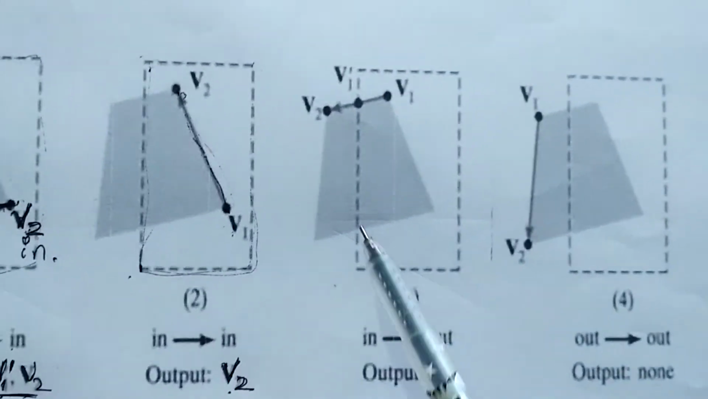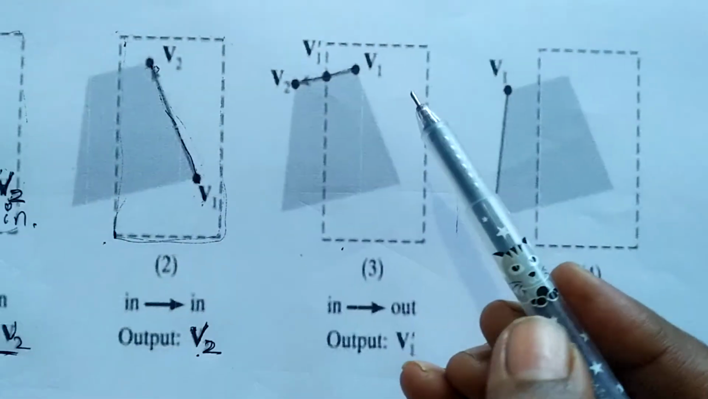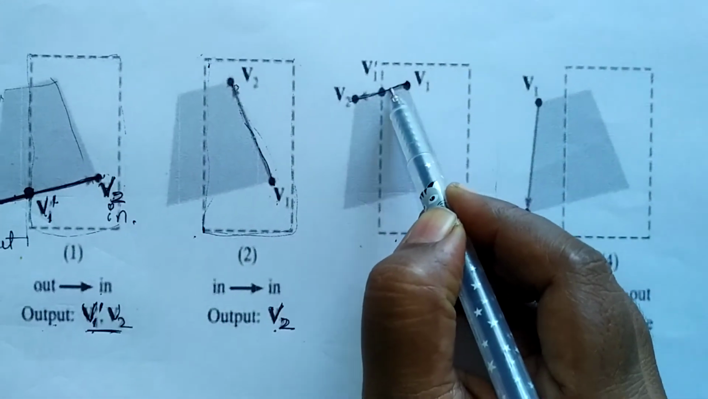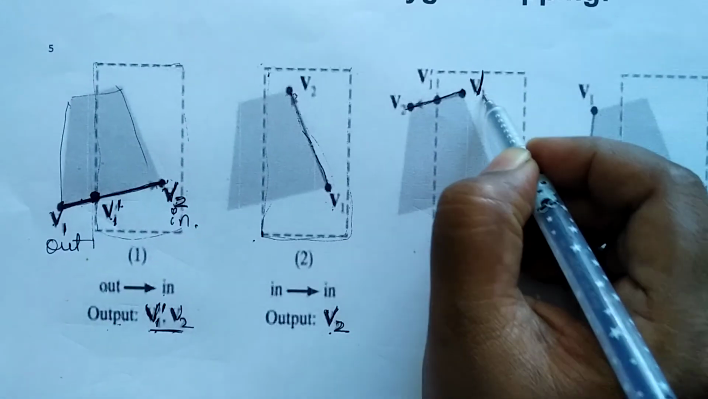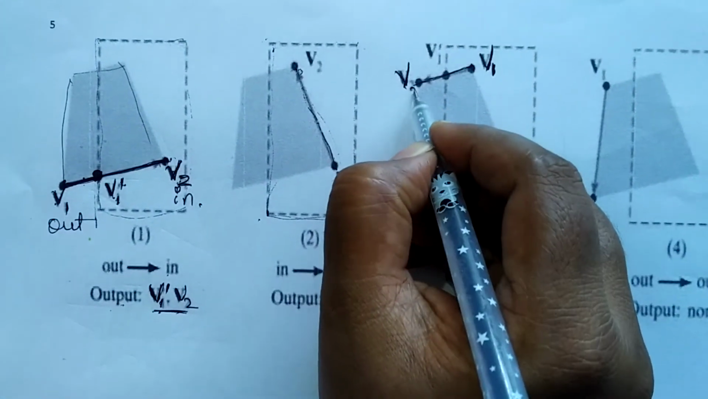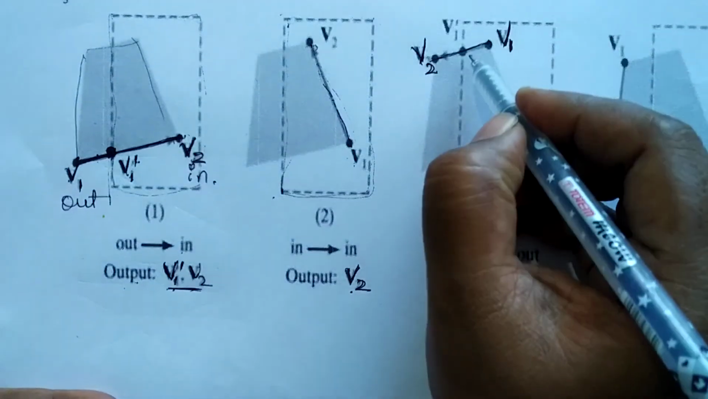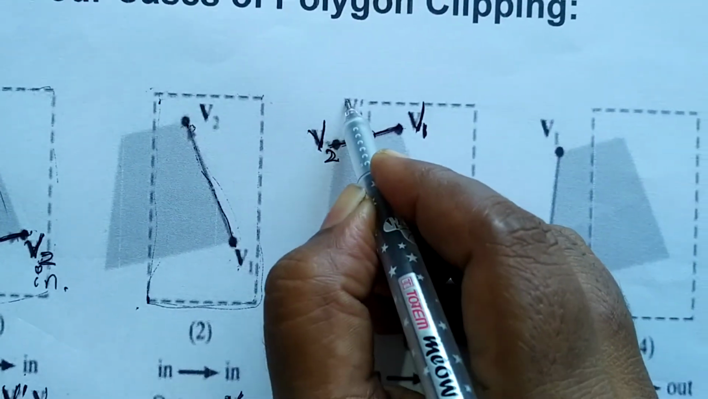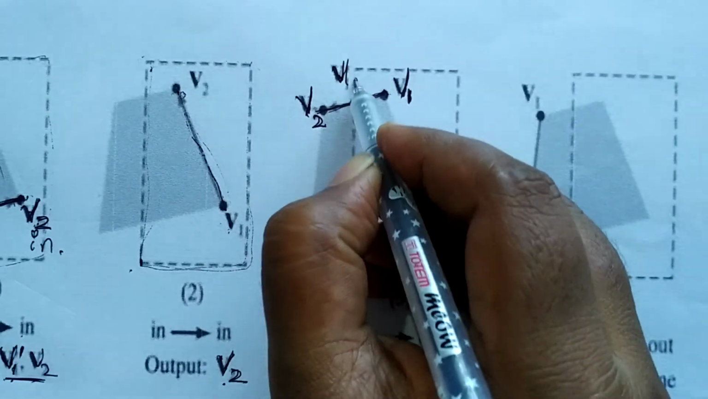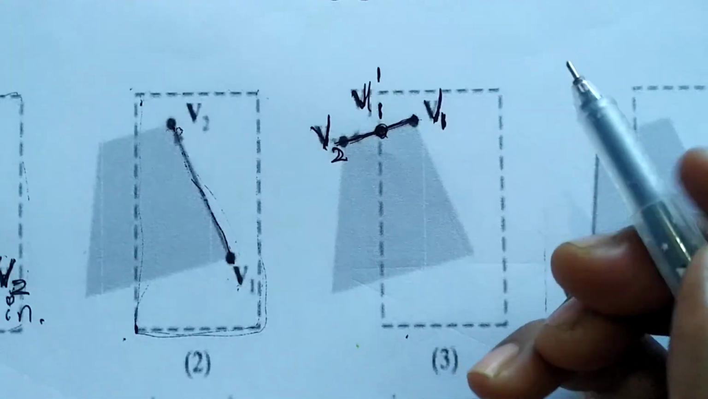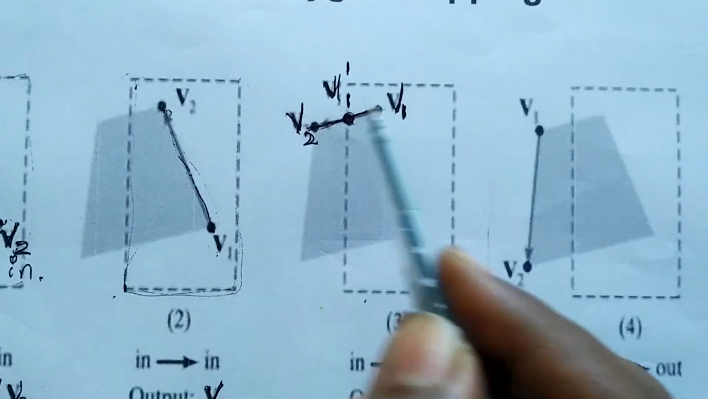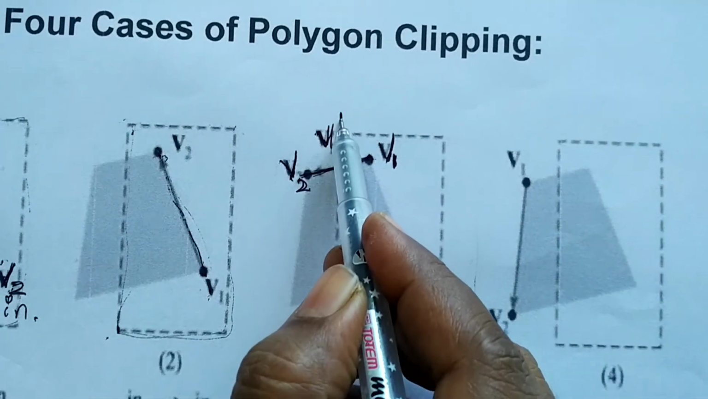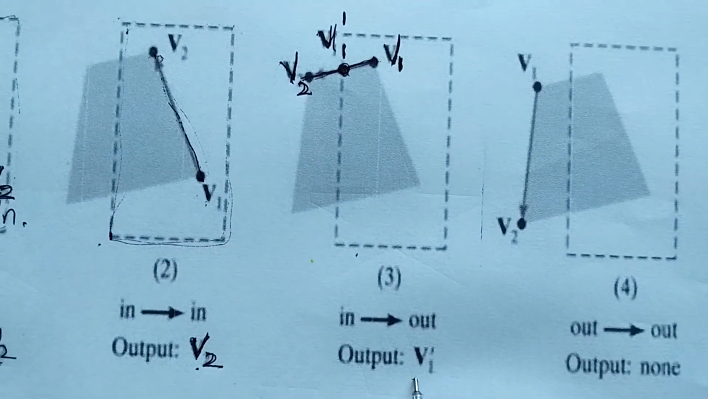We will move to the third case. In the third case, the edge of the polygon is moving from in to out, from inside the clipping window to outside. We will call this V1 and this vertex V2. Once it is moving from inside to outside, we will find the intersection. We will call this V1 dash. In this case, in to out, we need to save the vertex V1 dash for the next step.